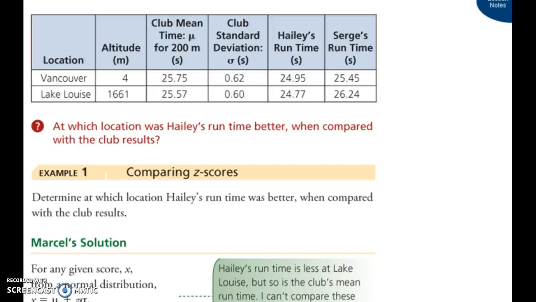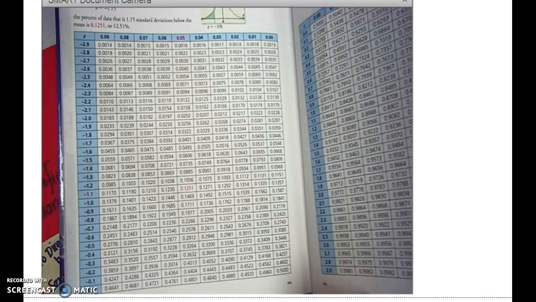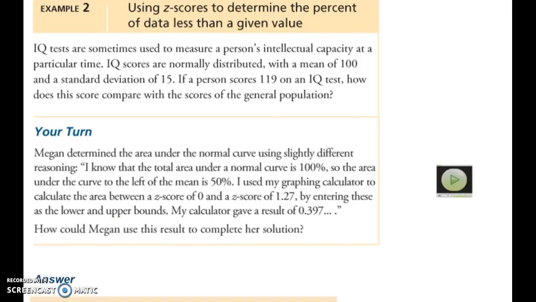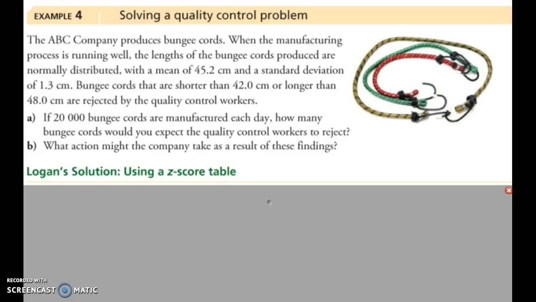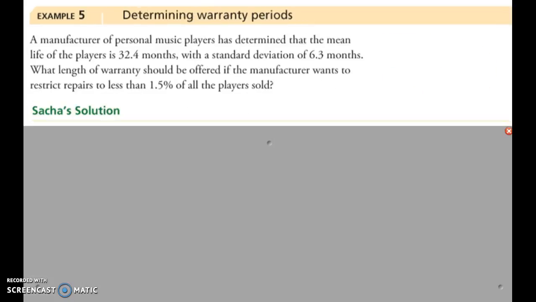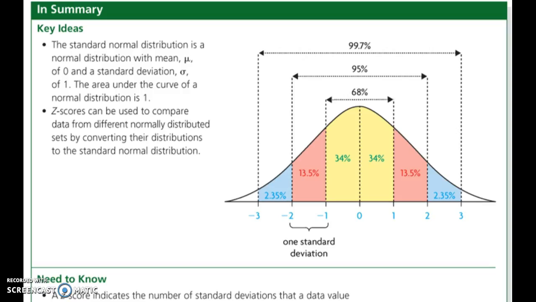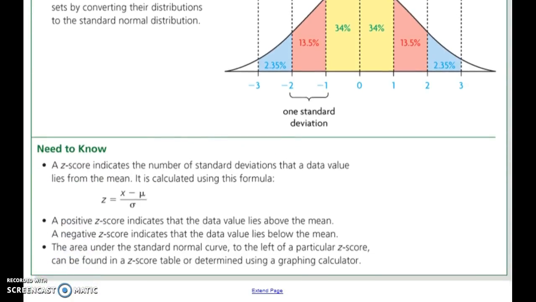Remember in section 5.5, we're talking about z-scores. Important formula we need to know. Let's get to the end here. Here is the z-score formula, which is this one right here.